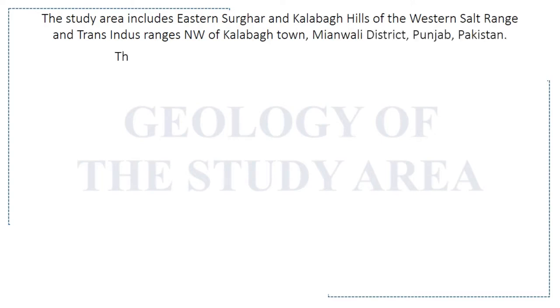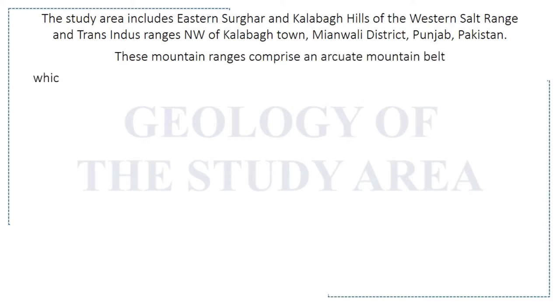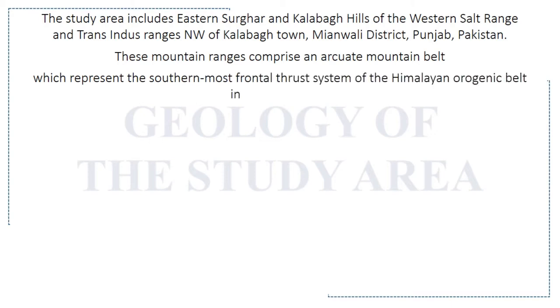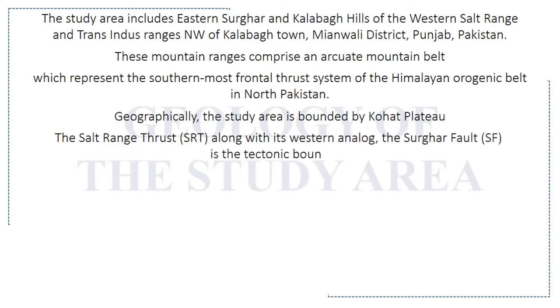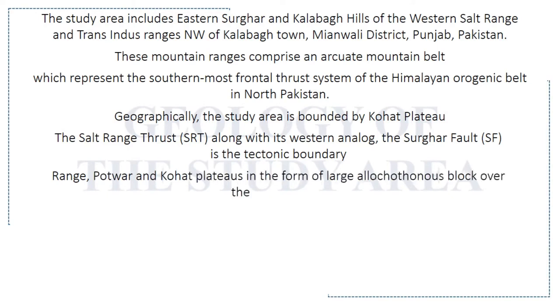These mountain ranges comprise an arcuate mountain belt which represents the southernmost frontal thrust system of the Himalayan orogenic belt in North Pakistan. Geographically, the study area is bounded by the Kohat Plateau, the Salt Range thrust, along with its western analog, the Surghar Fault, in the tectonic boundary, Potwar and Kohat Plateau in the form of a large allochthonous block over the Punjab plain.